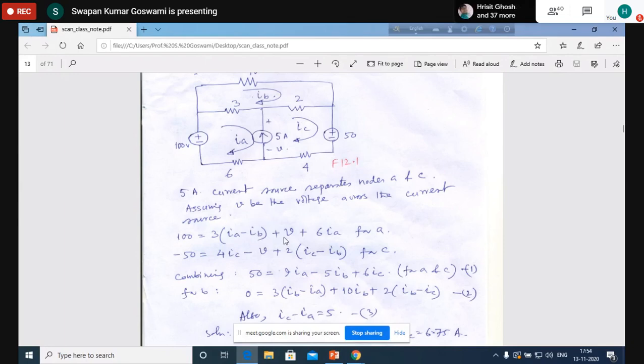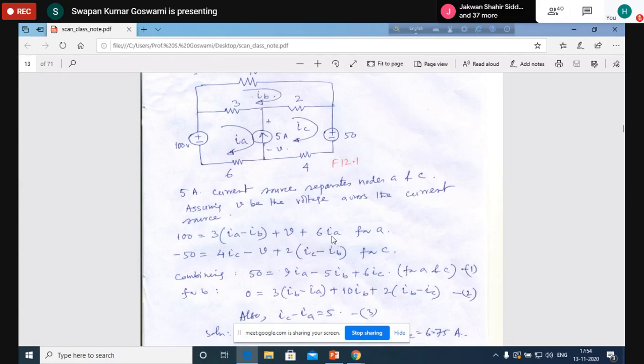Same convention I have followed. That means here, higher to lower potential is considered to be positive. Here also higher to lower potential is positive. Here also, for 6IA, higher to lower potential movement is considered to be positive. Is it clear? Yes, sir.